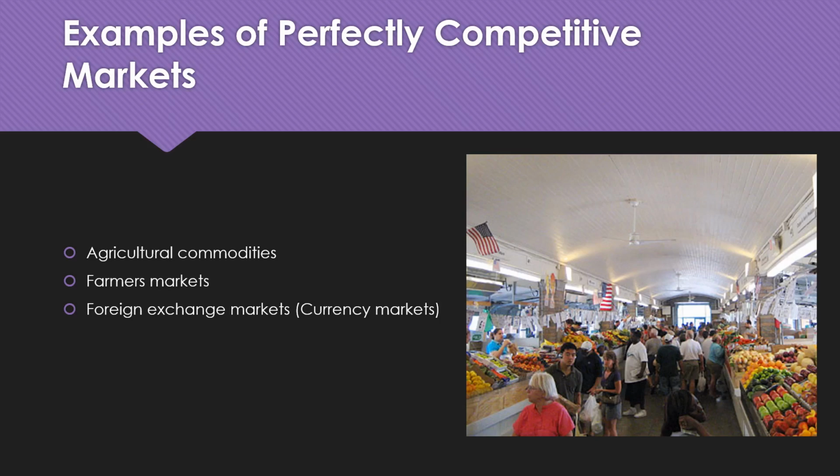And so we believe that because corn is ubiquitous, wheat is ubiquitous, soybeans are ubiquitous, and it's hard to distinguish between them, and there's lots of people that buy it and a lot of people that sell it, that is a perfectly competitive market. The image to the right of the slide is of the West Side Market in Cleveland, Ohio.